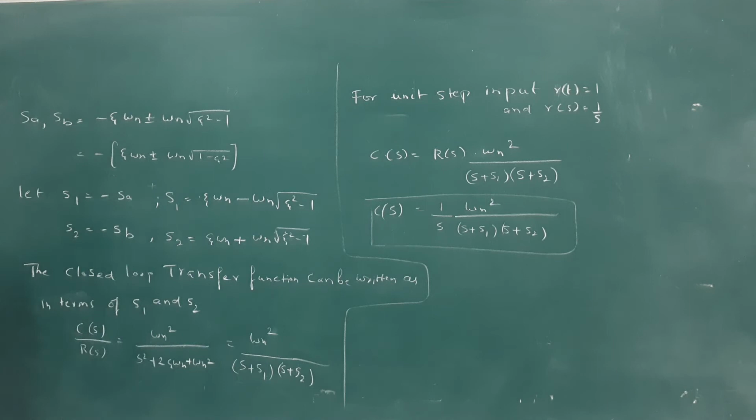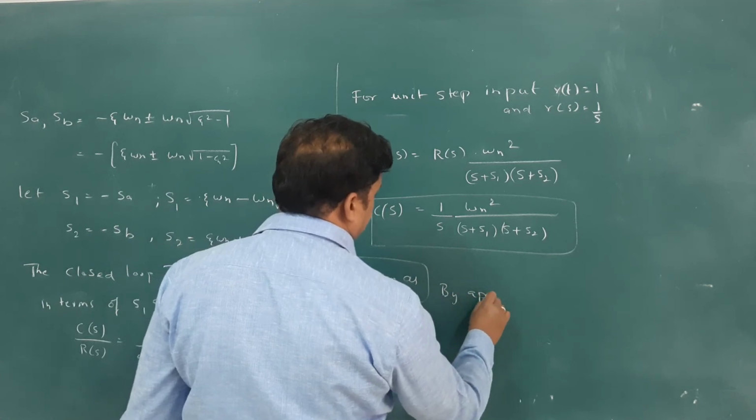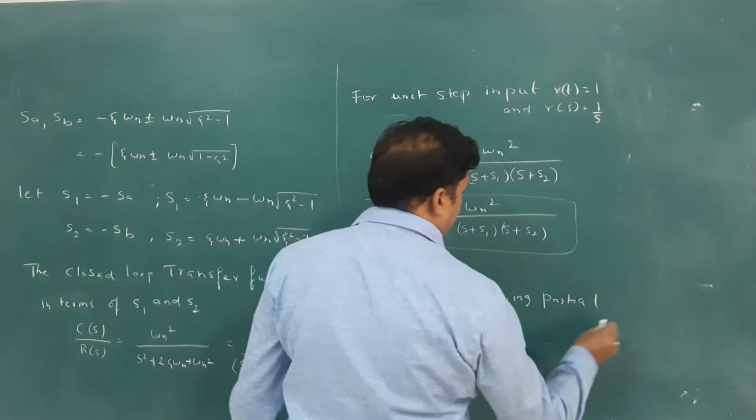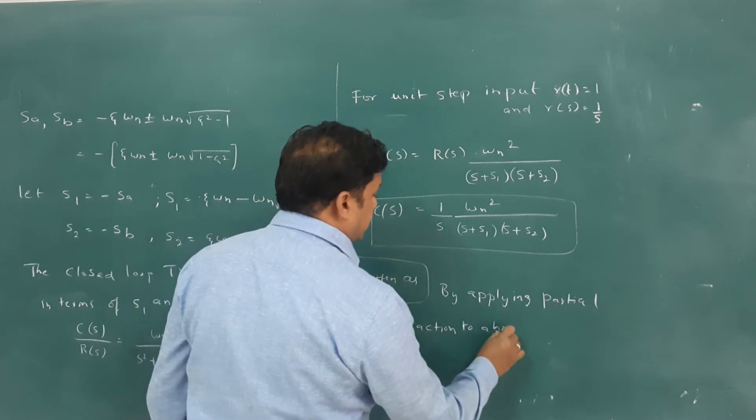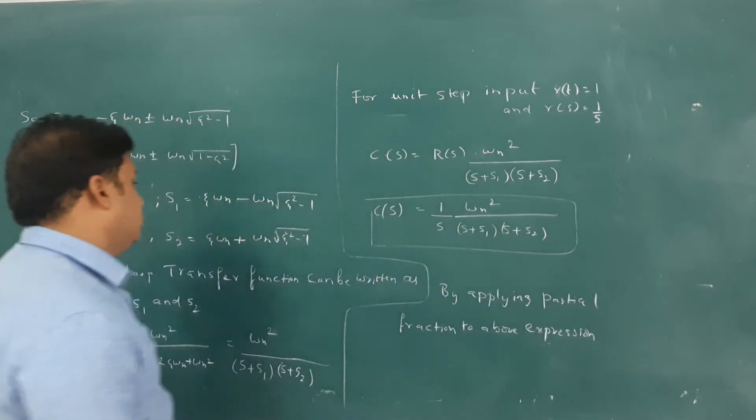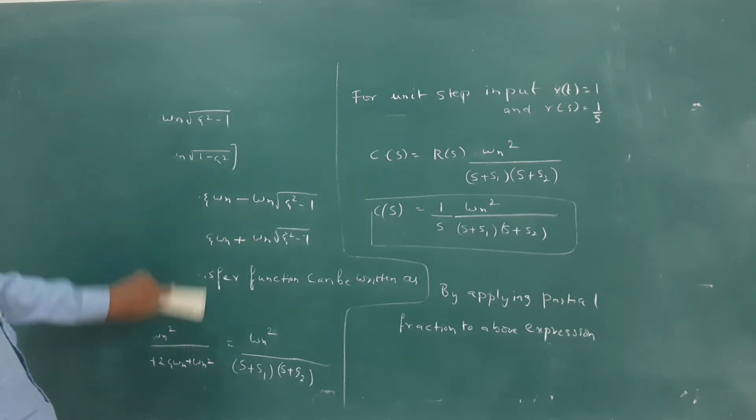So, we got the value C of S from this, and now what we do is we find the partial fractions for this expression. By applying partial fractions to the above expression, what we get, we write it here.